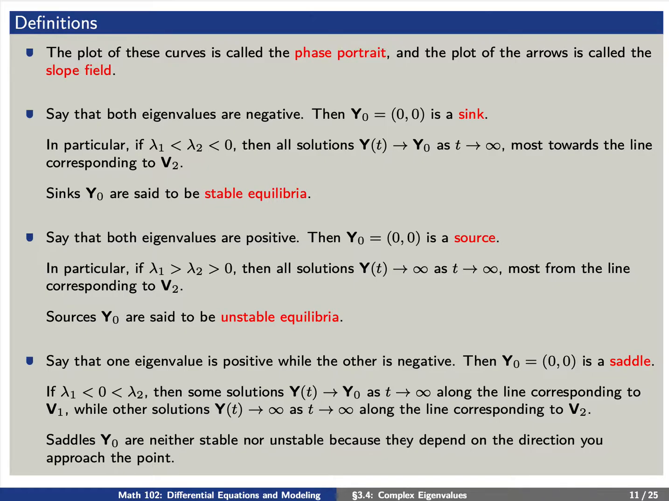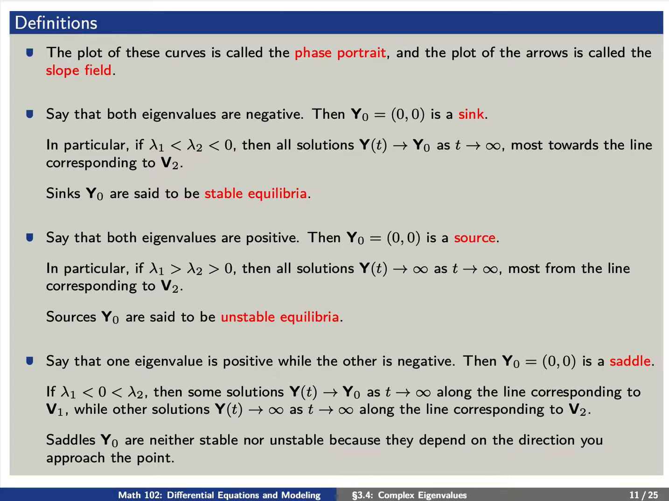Now, let's say that both eigenvalues are positive. Then the origin is called a source. In particular, if lambda sub 1 is greater than lambda sub 2, then all solutions tend to infinity, where most follow from the line corresponding to v sub 2. Sources are called unstable equilibria.